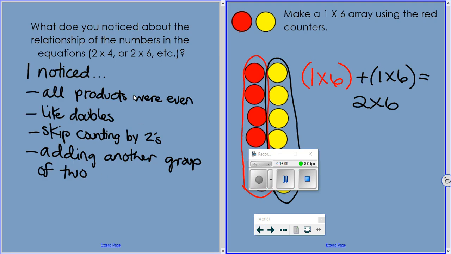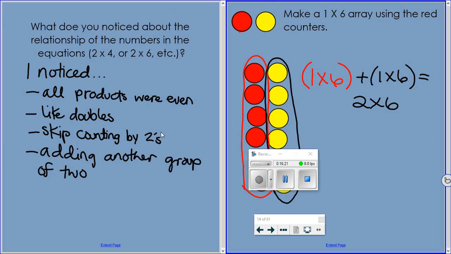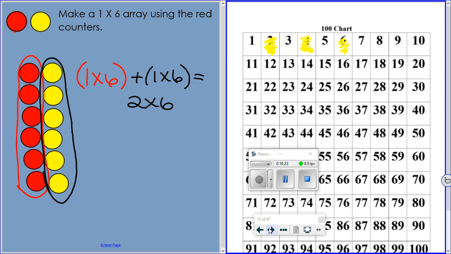First thing Barrett noticed were all the products were even. Look at what you colored. Did you color only even numbers? Yes. Crazy town. Let's look at the other thing we noticed. It's doubles and skip counting by 2s. Did you skip count by 2s to figure this out? You could have. That would work.